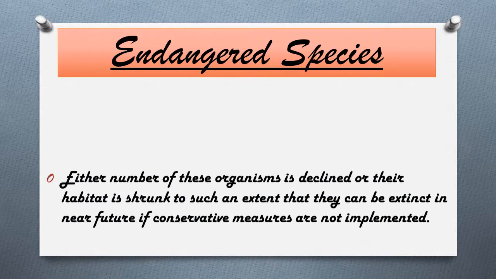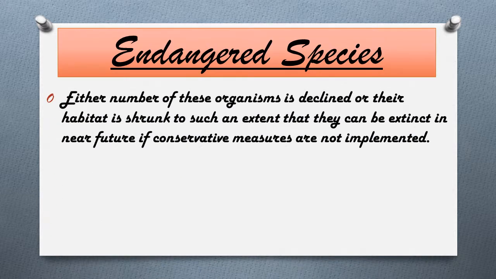Now what are these species? Students, either the number of these organisms has declined, the organism meaning plants, birds, animals, whatever, or their habitat has shrunk. That means their habitat has been destroyed to such an extent that they can become extinct in the near future if conservation measures are not implemented. Some plants, animals and birds can become extinct in the near future if conservation measures are not properly taken.